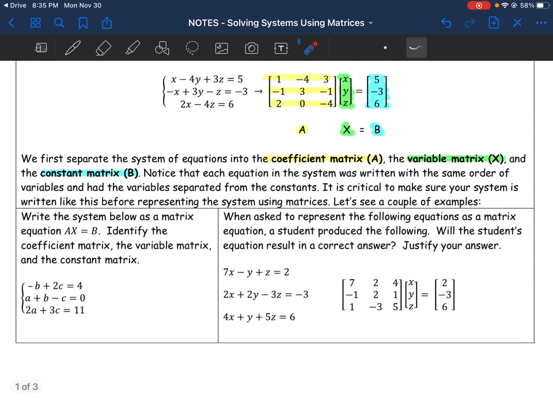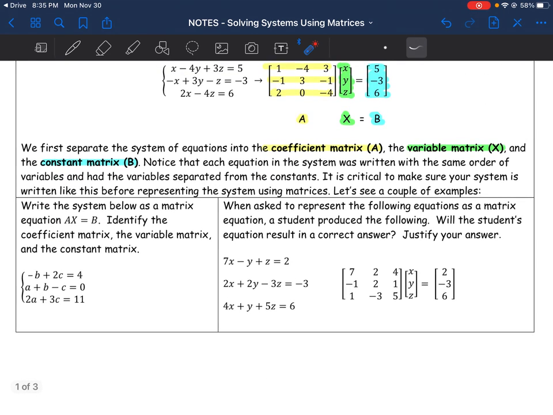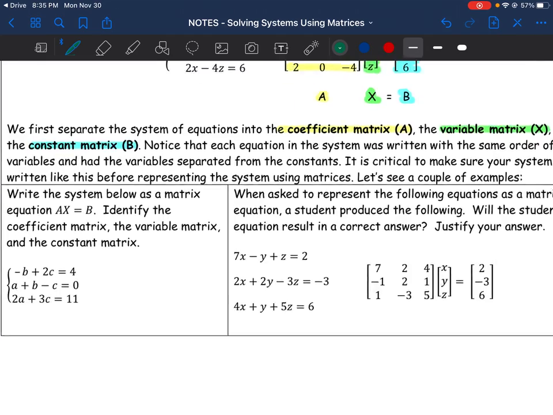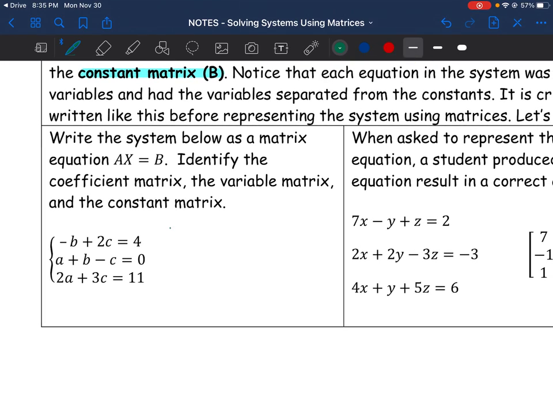Okay, let's look at a couple quick examples here. In our first example, we want to write the system below as a matrix equation, AX equals B. We want to identify the coefficient matrix, the variable matrix, and the constant matrix. So let's do the coefficient matrix first.